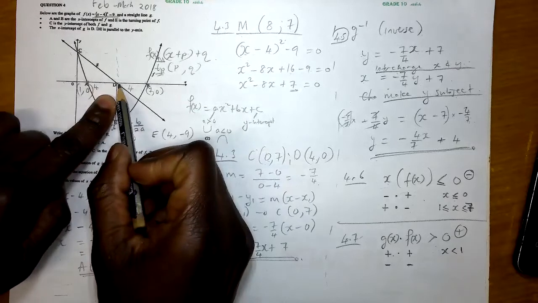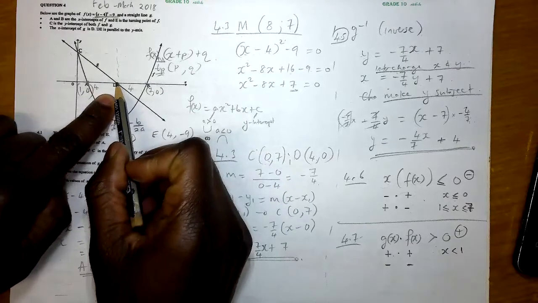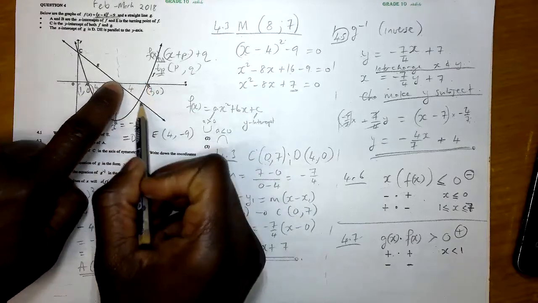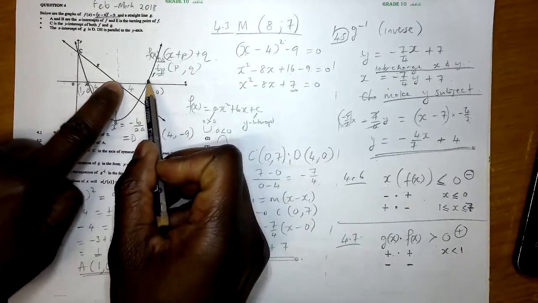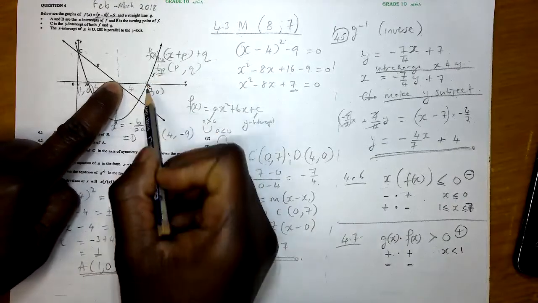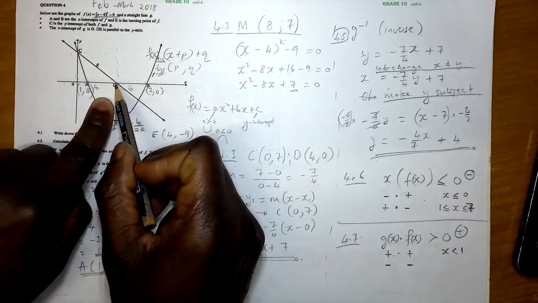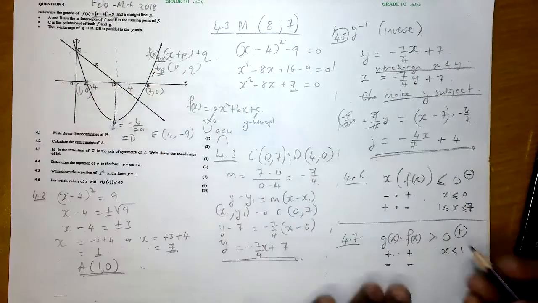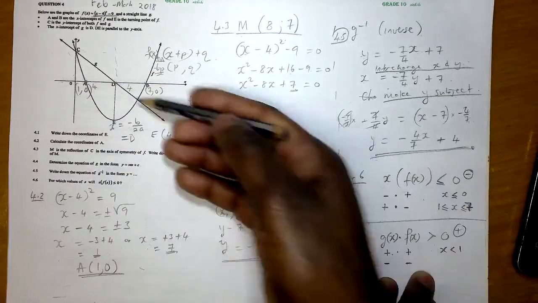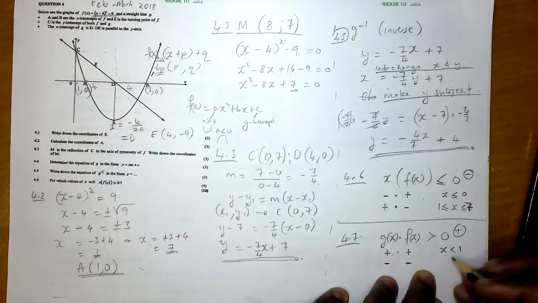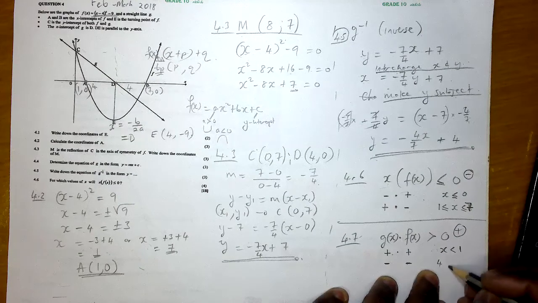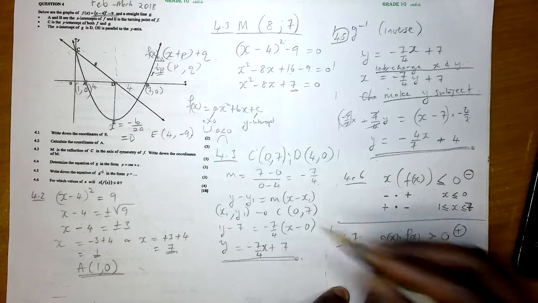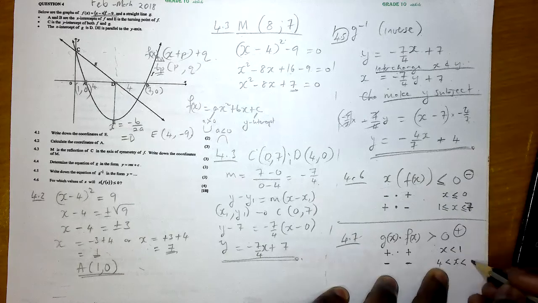They are both negative from this point D only to B, because g of x continues to be negative, but f of x is now positive from this point. So we're going to take only between D and B. We can multiply both of them being negative from 4 less than x less than 7. So this becomes our value.